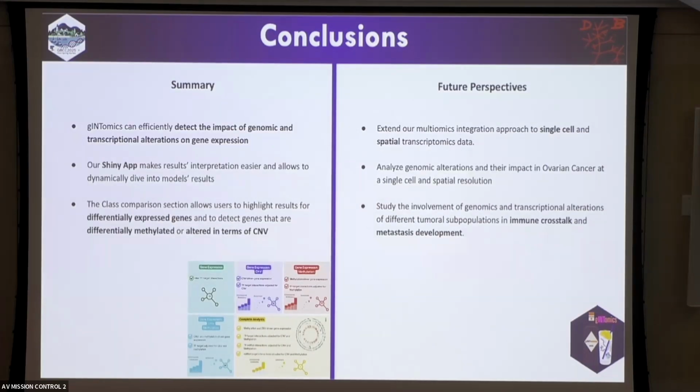alterations on gene expression. Then another strong point is our Shiny app that makes the results interpretation easier and also allows the user to dynamically dive into the results of the different models that we run. And finally, another interesting point is the class comparison section that in fact allows the user to highlight the results only for genes that are differentially expressed among different classes, and also to detect the genes that are differentially altered in terms of copy number variations and methylation.